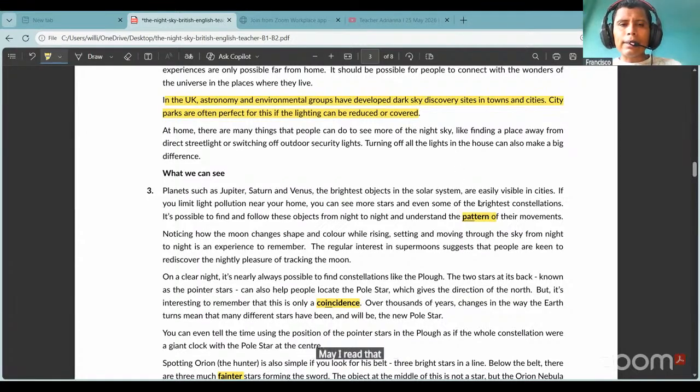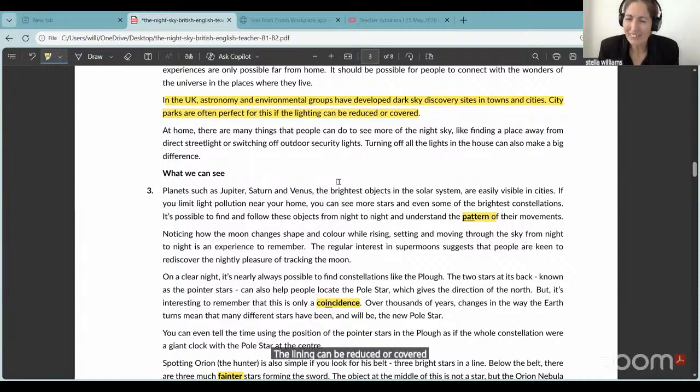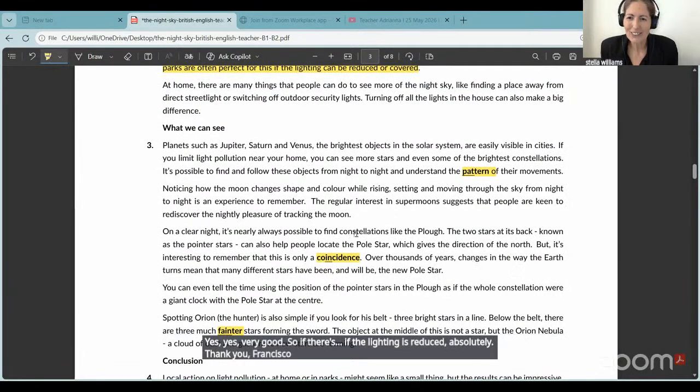Yes, sure. In the UK, astronomy and environmental groups have developed dark sky discovery sites in towns and cities. City parks are often perfect for this if the lighting can be reduced or covered. Yes, very good. So if the lighting is reduced, eh? Absolutely. Thank you, Francisco. Very nicely read there.